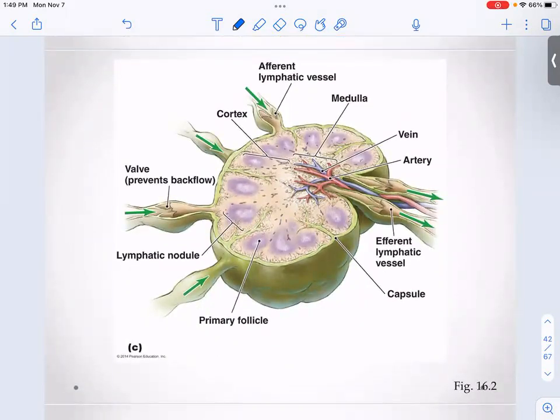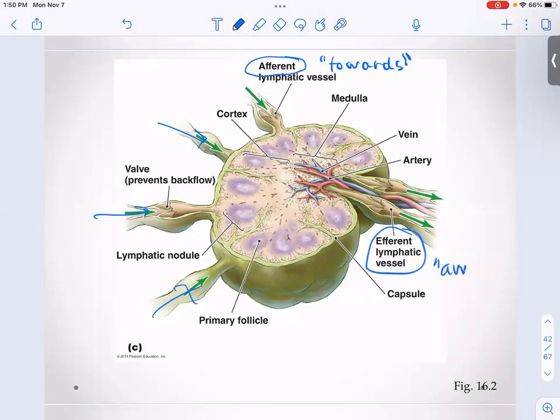So we've got several different afferent lymphoid vessels. Afferent means towards. You see there's several of them, 1, 2, 3, 4, and only one efferent lymphatic vessel, E meaning away from. So it's kind of a bottleneck of lymph there. It gives the cells that are in lymph a chance to mix with other cells.